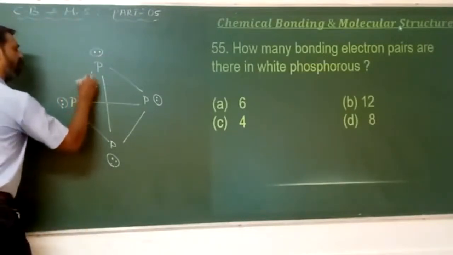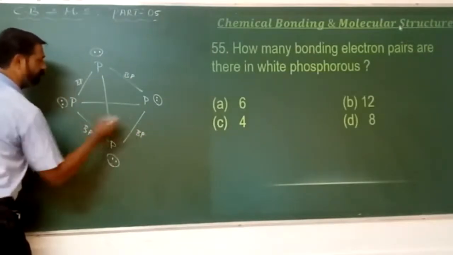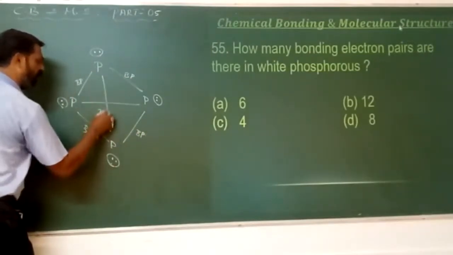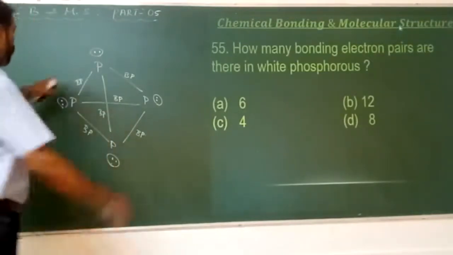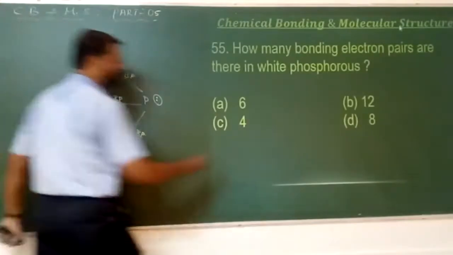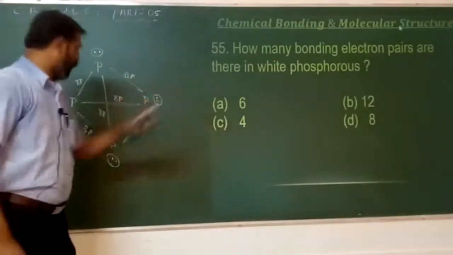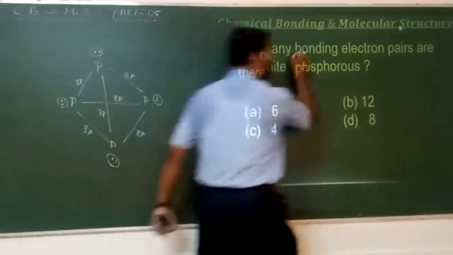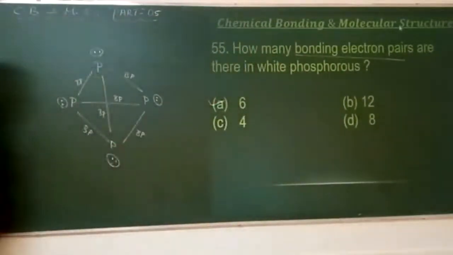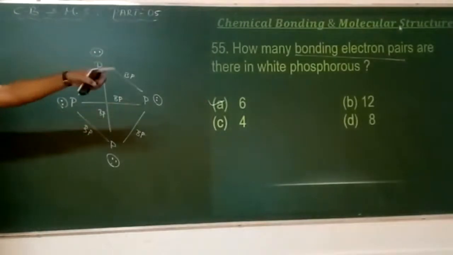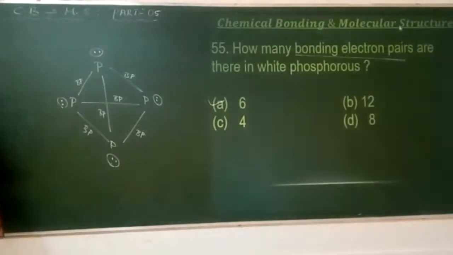This is one bond pair, and this to this is another bond pair, and this to this is another. How many bonding electron pairs are there? 1, 2, 3, 4, 5, and 6. If it is electrons, it is 12, but bonding electron pairs are 6. Okay, that is 55.